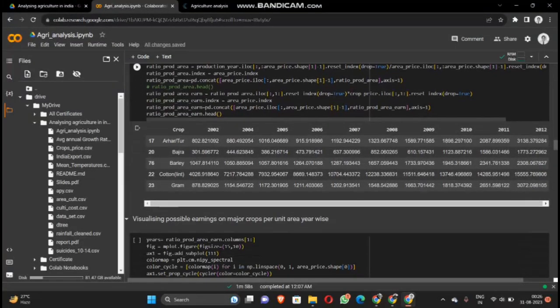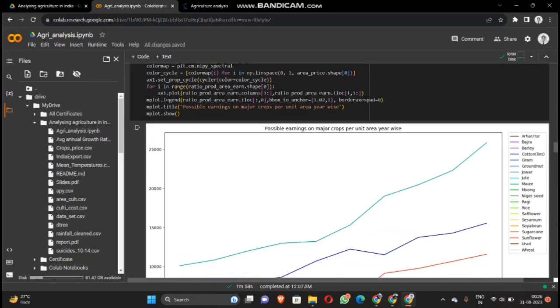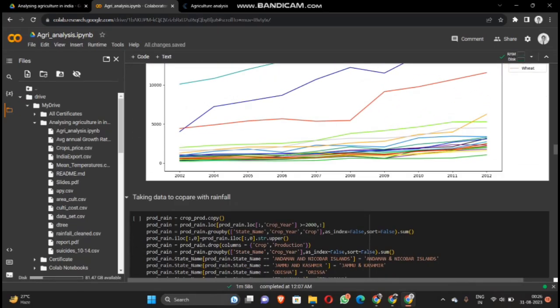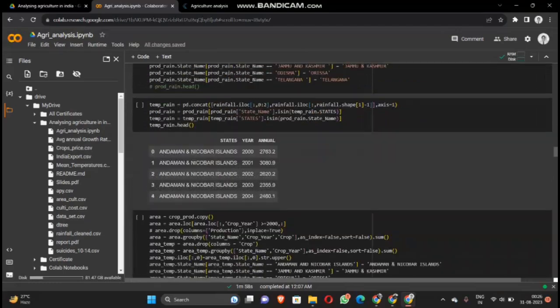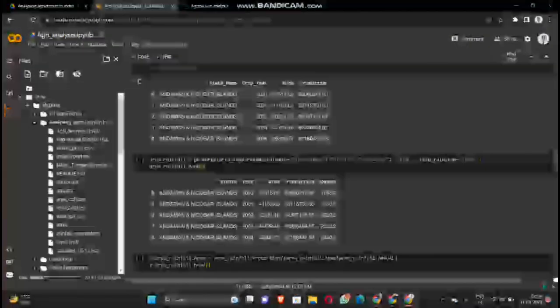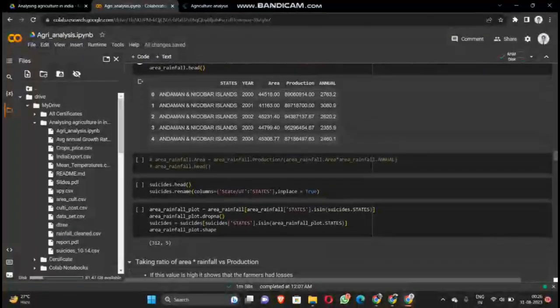So we are finding here the earnings of the crop that we have got and what the possible earnings are. Here are also other things.